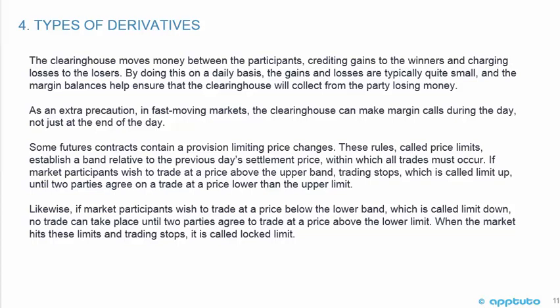Some futures contracts contain a provision limiting price changes. These rules, called price limits, establish a band relative to the previous day's settlement price within which all trades must occur. If market participants wish to trade at a price above the upper band, trading stops, which is called limit up, until the two parties agree on a trade at a price lower than the upper limit. Likewise, if market participants wish to trade at a price below the lower band, which is called limit down, no trade can take place until the two parties agree to trade at a price above the lower limit. When the market hits these limits and trading stops, it is called a locked limit.